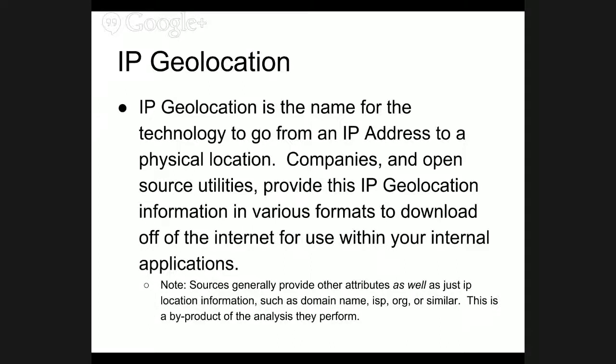So that's pretty cool. These sources generally provide other attributes about the IP address itself, as well as IP geolocation information. This is generally a byproduct of the analysis that they perform. Because if I'm going to determine that you're in a location from, say, MIT.edu, at that point, if I can associate that IP address with MIT.edu, I know the domain name, I know the ISP org, and other similar types of information.